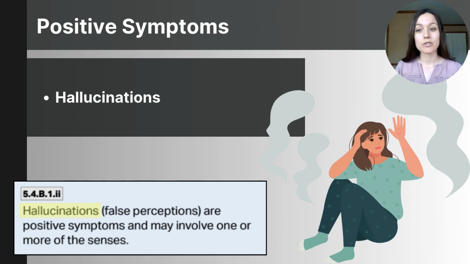Another common hallucination is a visual hallucination, and this would be like seeing people or objects or lights that aren't actually there. This might be like someone seeing a shadowy figure or a flash of light or distorted images or people. And these are positive symptoms called hallucinations.